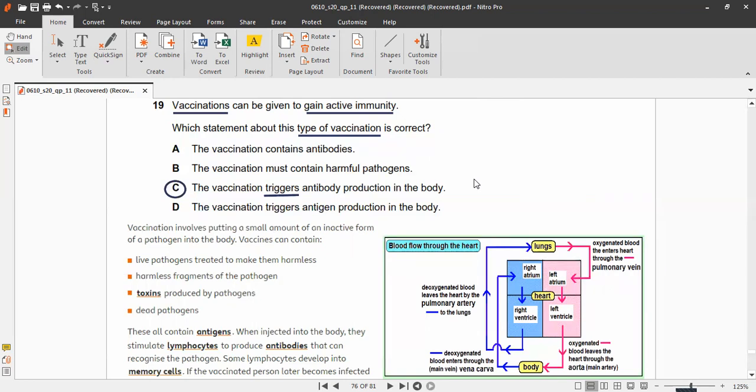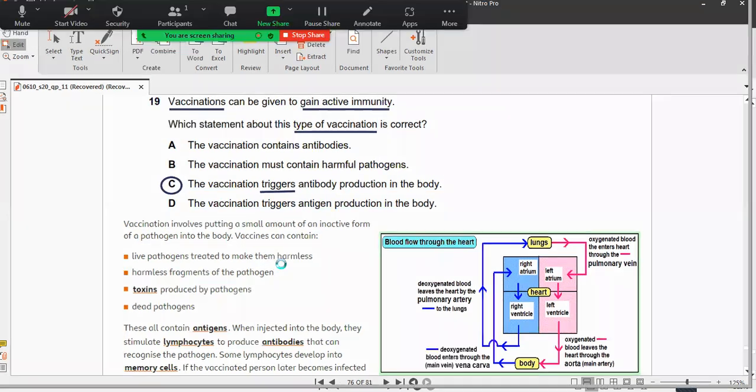Toxins produced by pathogens, dead pathogens, these all contain antigens. So here, vaccination triggers antibody production in the body, it does not trigger antigens. So D is not correct. And also the statement that vaccination contains antibodies is not correct. Vaccines contain live pathogens treated to make them harmless, or harmless fragments, toxins, dead pathogens, but no antibodies.